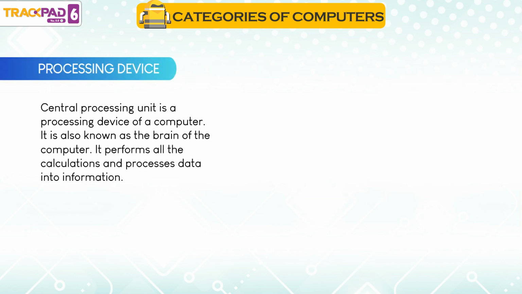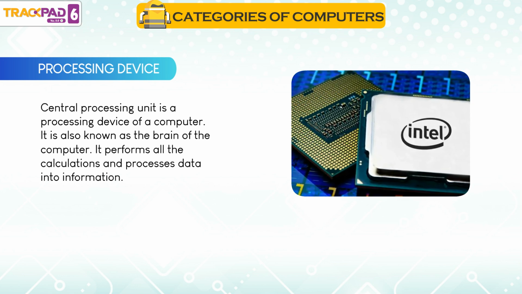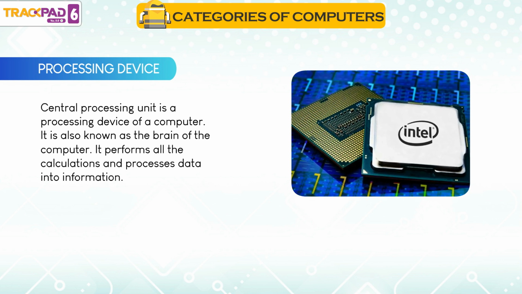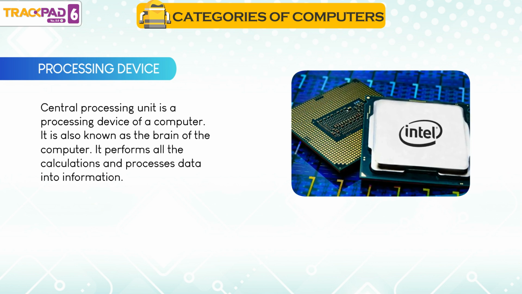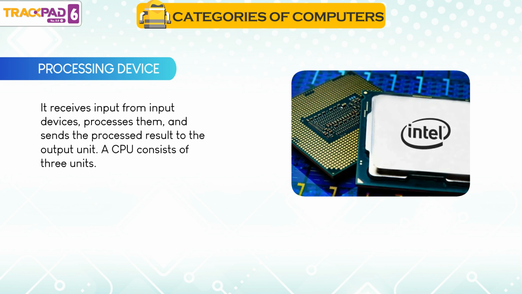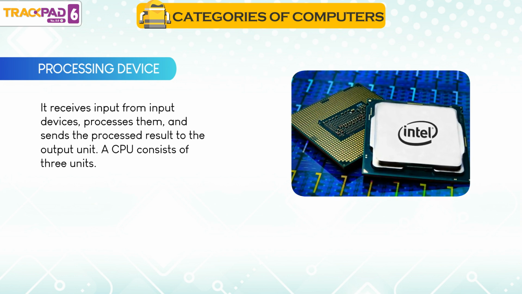Processing device. The central processing unit is the processing device of a computer. It is also known as the brain of the computer. It performs all the calculations and processes data into information. It receives input from input devices, processes them, and sends the processed result to the output unit.